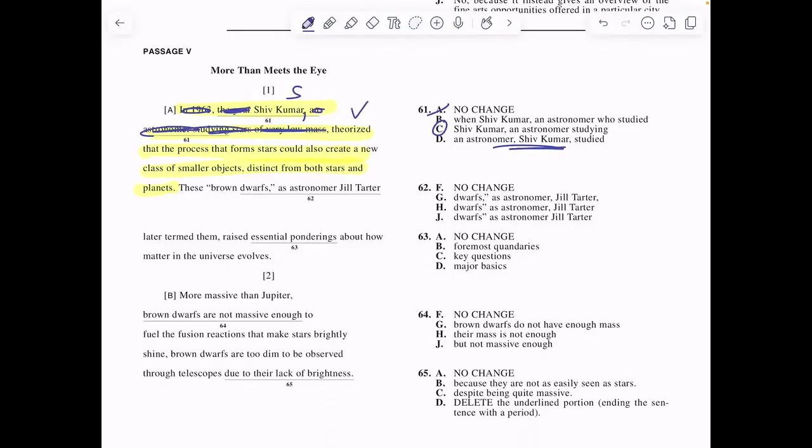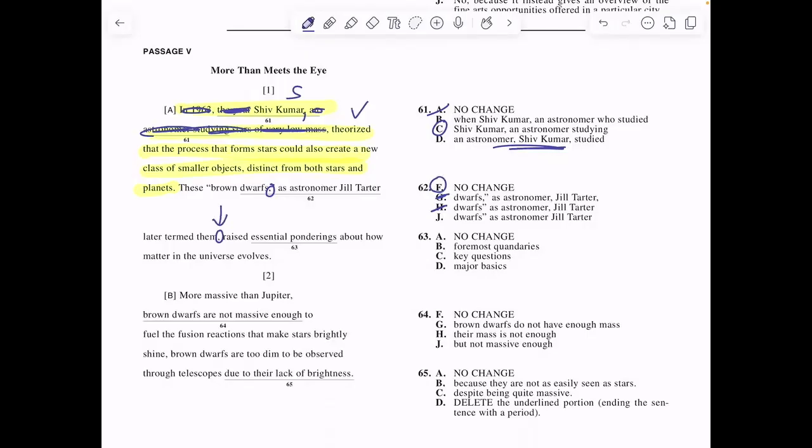This one's kind of like that one I saw earlier. It's a very wordy sentence. So you have to think about what you can eliminate, what is not important, to help simplify and better pick your subject and verb. These, quote, brown dwarfs, as astronomer Jill Tarter later termed them, raise essential ponderings about how matter in the universe evolved. Well, looky, 62, we have astronomer Jill Tarter. We know it's not G. We know it's not H. It's F or J. And then looky here, we have a comma here, a comma here. That's my comma sandwich. These brown dwarfs raised whatever. So we are going to go no change on that one.